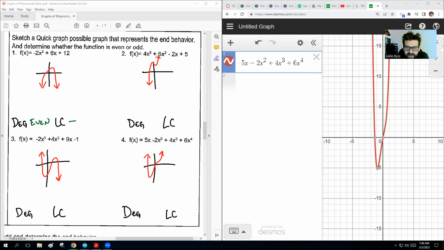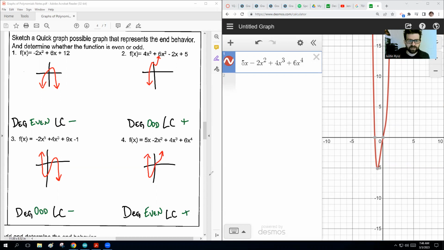This one here, its degree is 3, so that's an odd number. And 4 is in front of it, that's a positive leading coefficient. This one here, degree is 5, that's also an odd degree. The leading coefficient is -2, so that's an odd negative. And then here we've got degree 4, so that's an even degree, and the leading coefficient is 6, that's a positive.